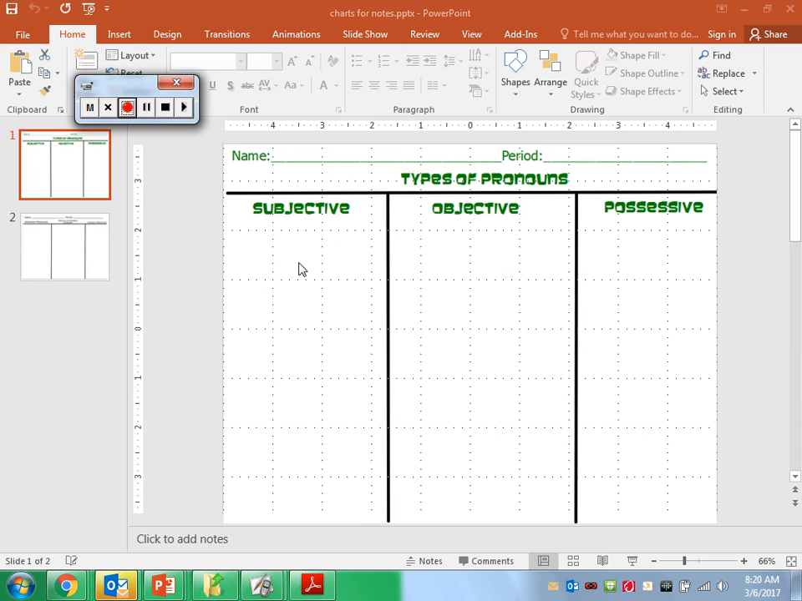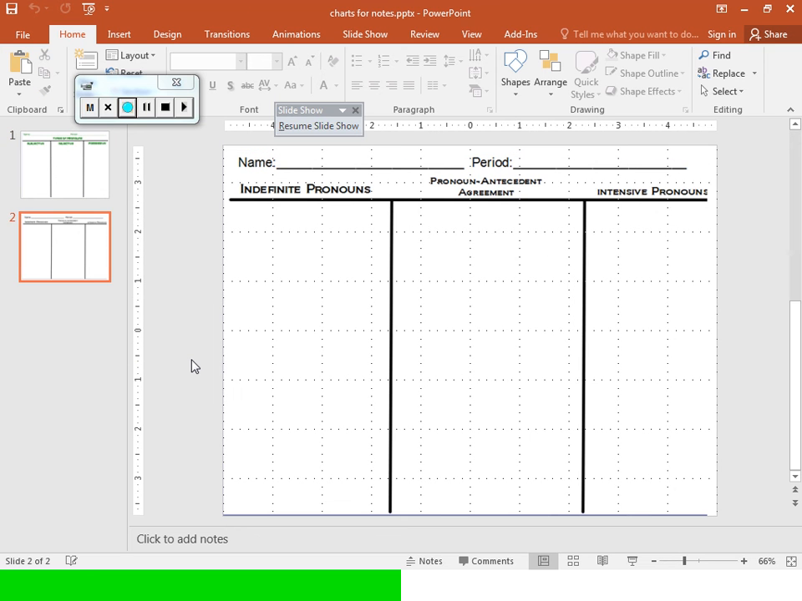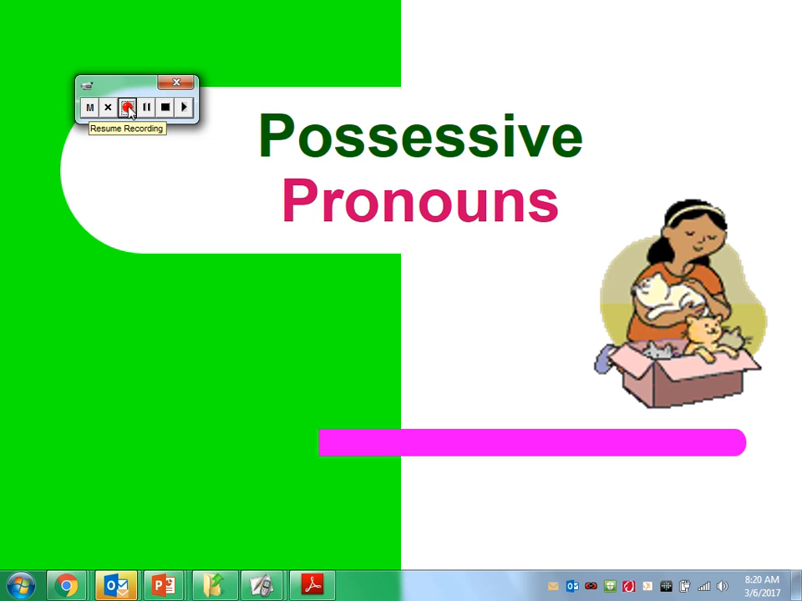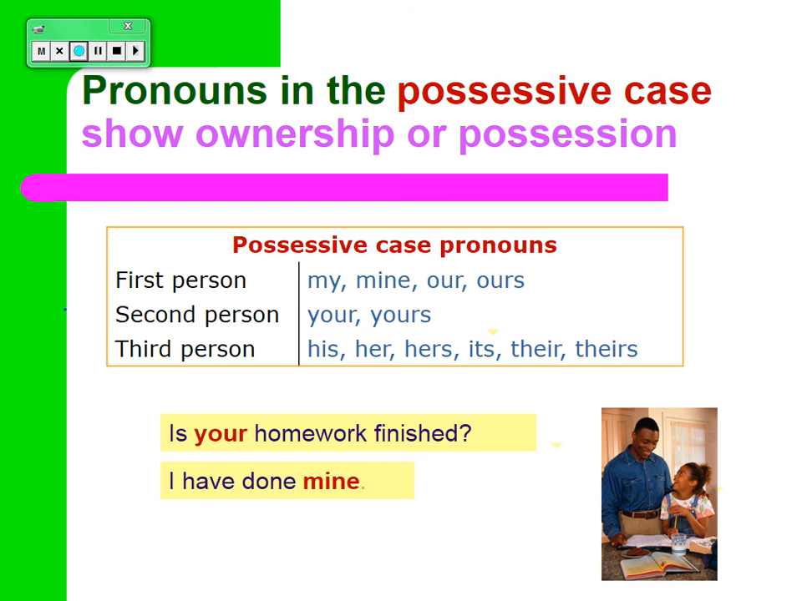And then you also need to make sure that you have these notes out. Subject and object should be filled out by now. And now we're moving on to possessive, and then in just a few minutes we will go on to intensive, which again is at the farthest to the right on the back. Alright, so starting with possessive pronouns, and just a reminder, you can always pause or rewind to make sure you don't miss anything, but you should definitely be taking notes on your blank chart.